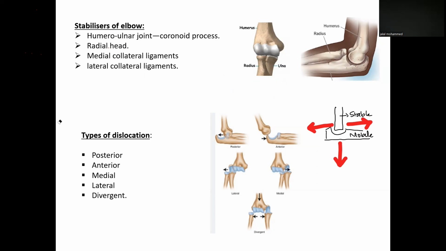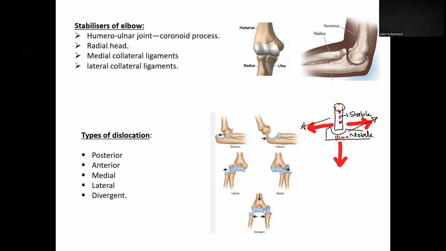So what are the types of dislocations? In dislocations, the proximal bone, that is the humerus, we consider as stable, whereas the ulna we consider as unstable. So this is stationary, this is moving in relation to the humerus. It may move posteriorly, so it's a posterior dislocation. Or the ulna moves anteriorly, anterior dislocation. Sometimes it may go lateral or medial. It's a medial and lateral dislocation.